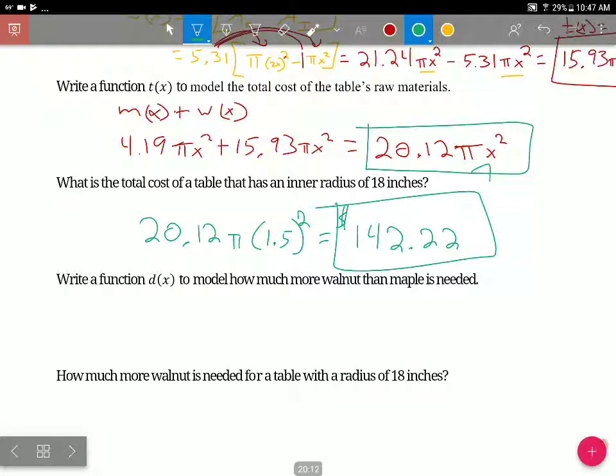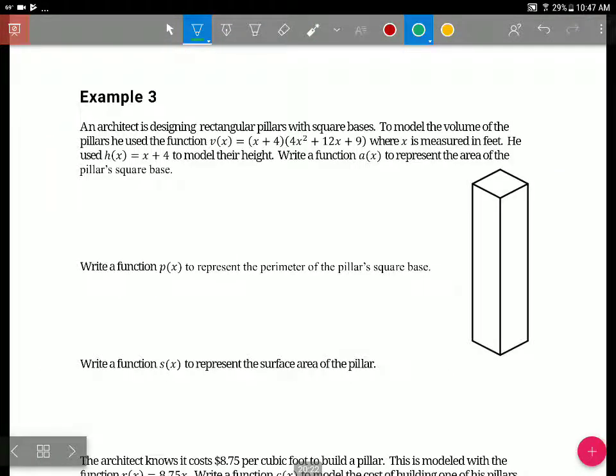Cool. All right, here we go. Let's do the next page. I'm going to skip that question. I think y'all can pull that off.